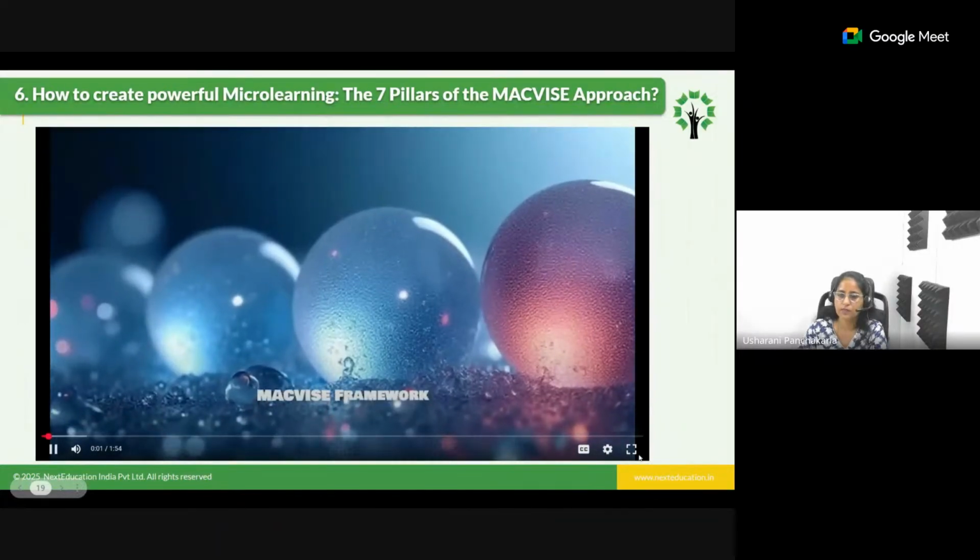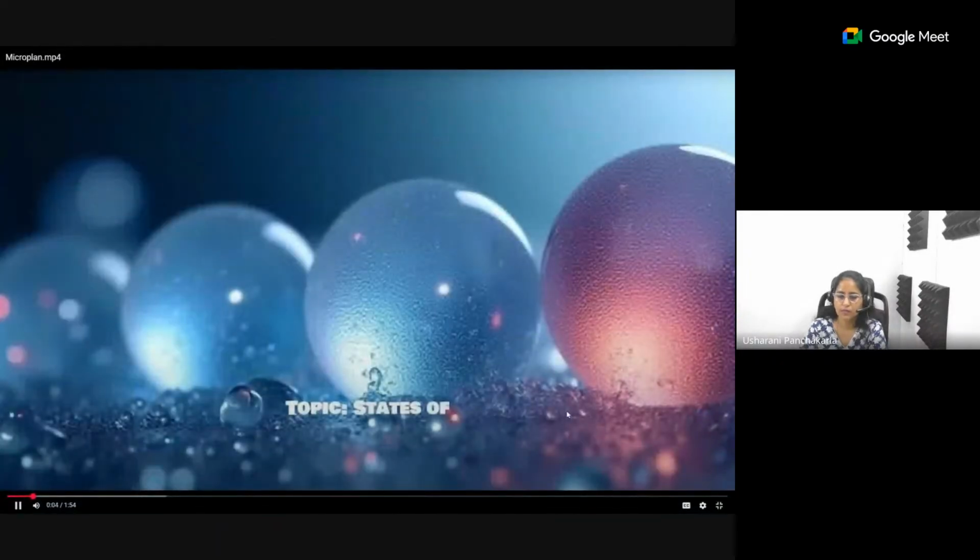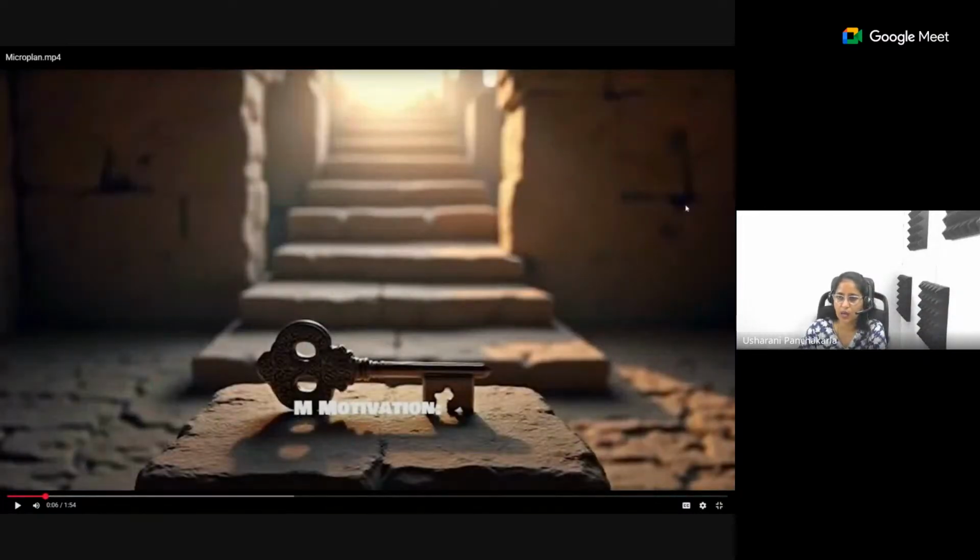MACVISE framework. Topic: States of matter. Motivation. Now, whatever we have discussed till now with respect to these micro learning tools, this is what you can see here: MACVISE: motivation, as I said, and then activity, concretization, variation, individualization, socialization, and evaluation.